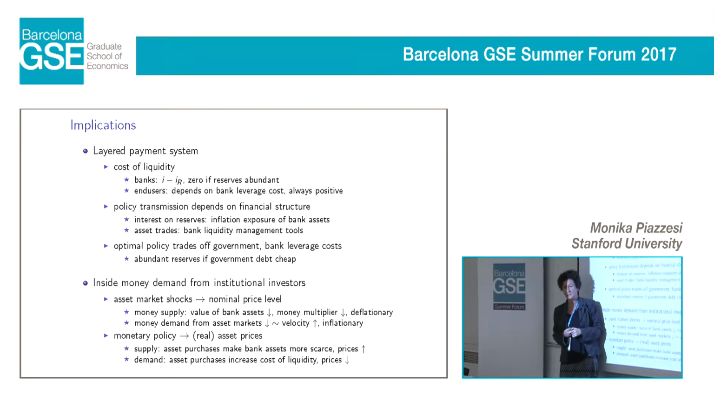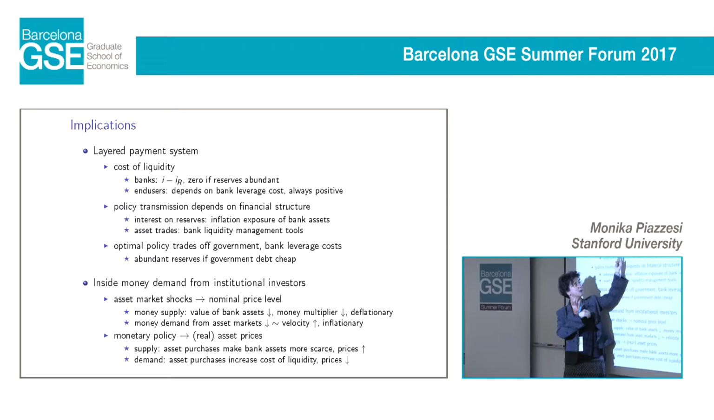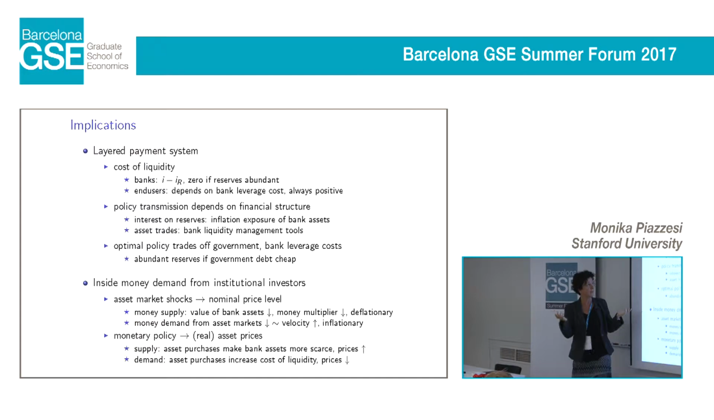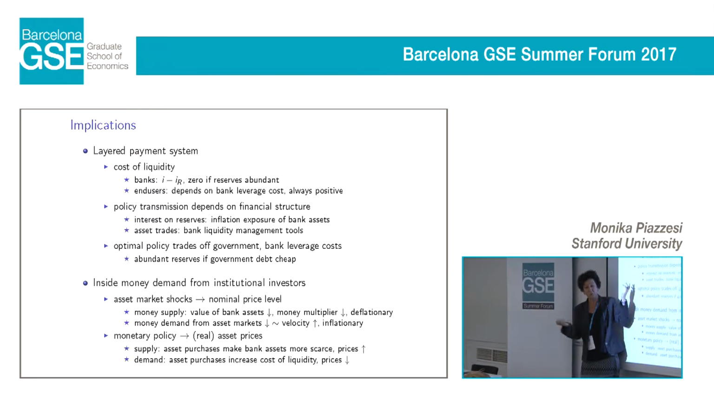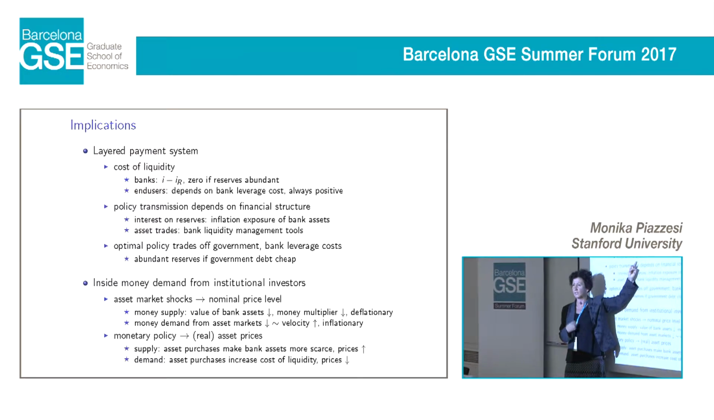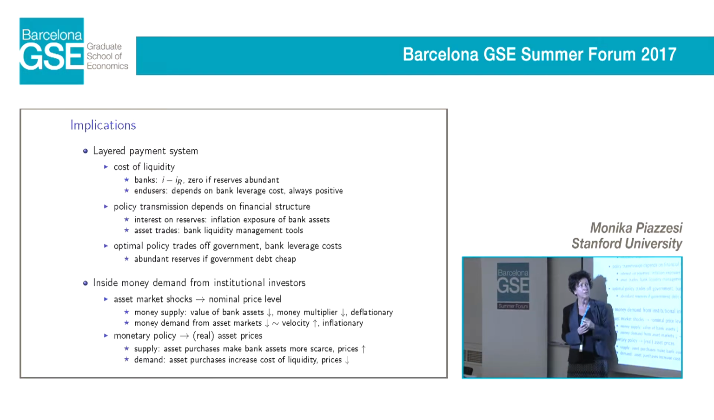This spread between these two interest rates represents the cost of liquidity for banks. And that will be 0 if there's tons of reserves in the system. Basically, if there are abundant reserves, the interest rate on bonds will collapse down to the interest rate on deposits. And so for banks, that means a 0 cost of liquidity. But the cost of liquidity will never be 0 at the end user level, because the cost of having a deposit account or inside money is always going to depend on bank leverage costs, and that will always be positive.